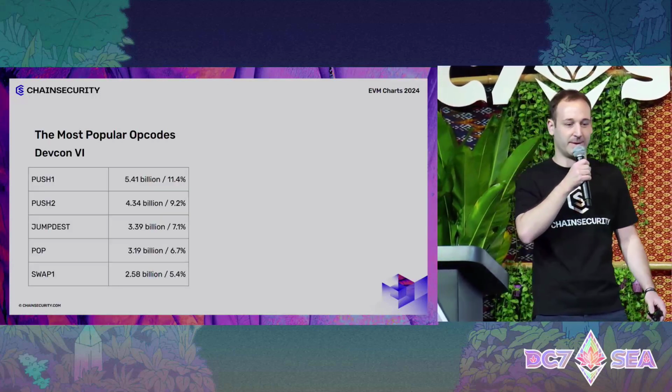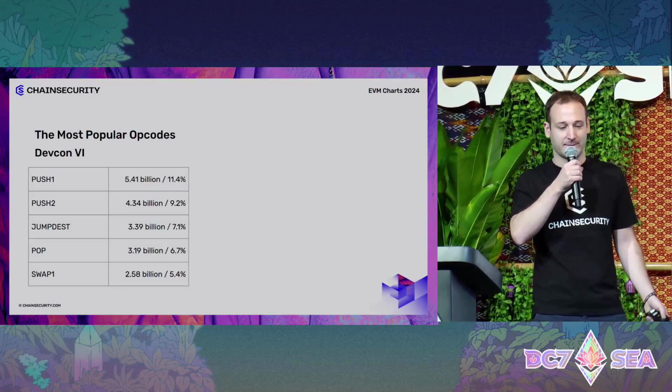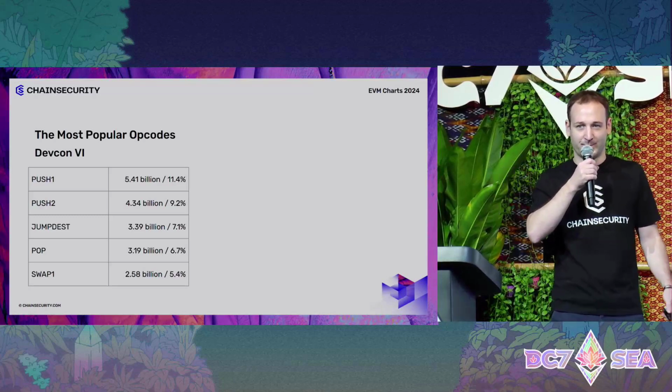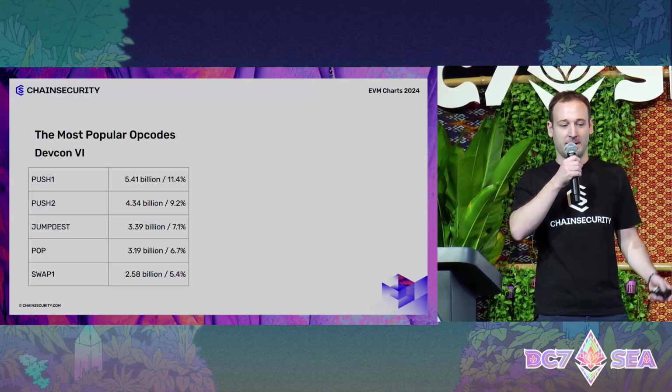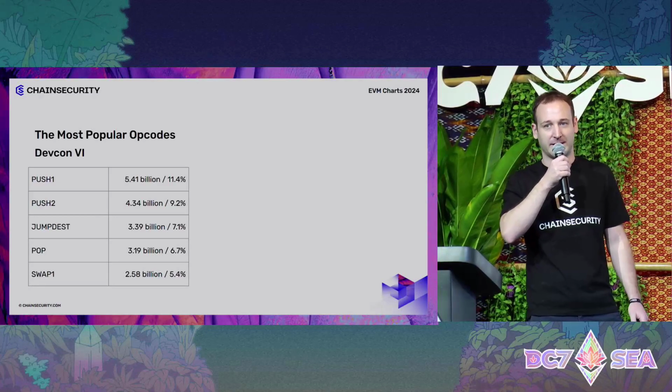It's push1. It's mainly used to push small constants onto the stack. Next is push2. It's for larger constants, and this one is especially used to push jump targets onto the stack.